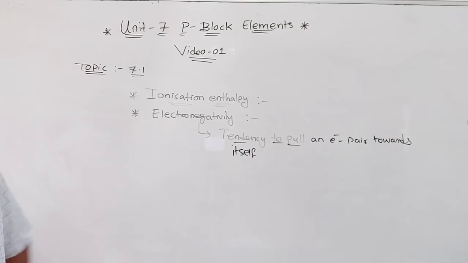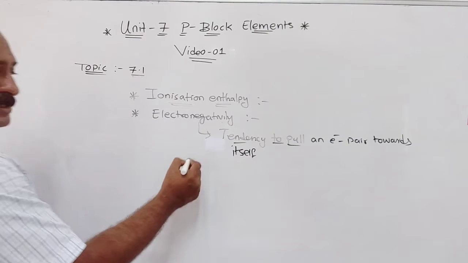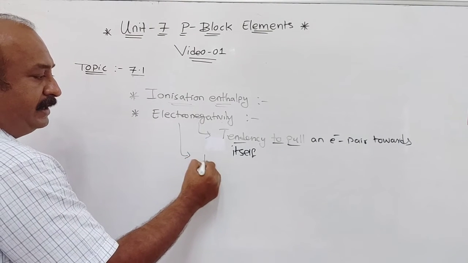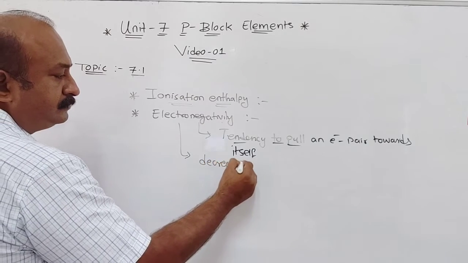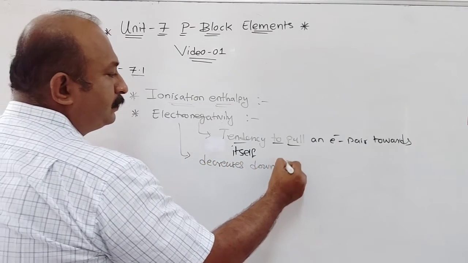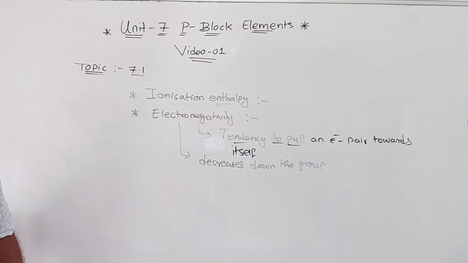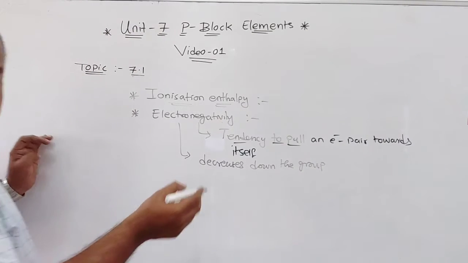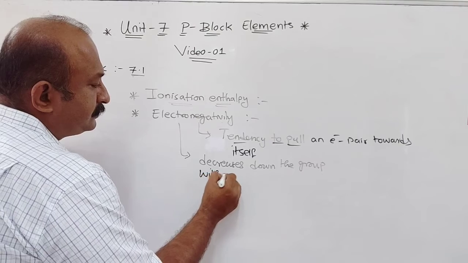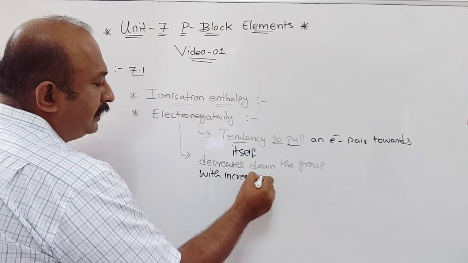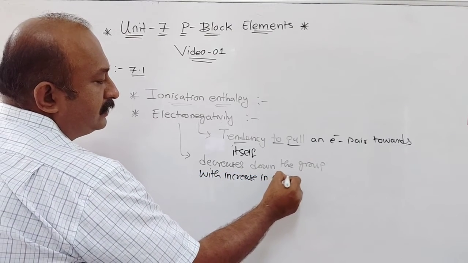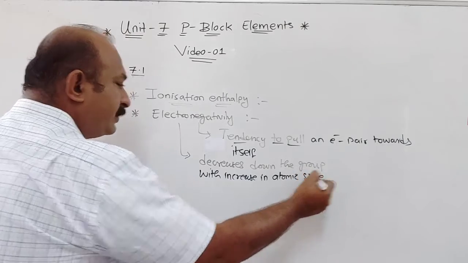In your book, on page number 170, it is written: electronegativity value in general decreases down the group with increasing atomic size. It means electronegativity decreases down the group, with an increase in atomic size. Now what is the reason for that?